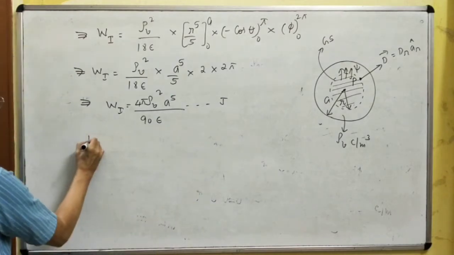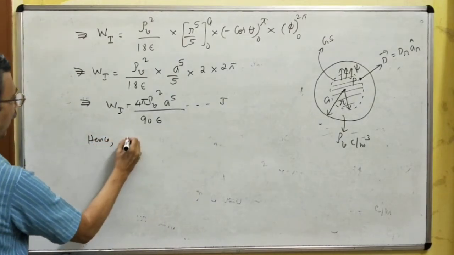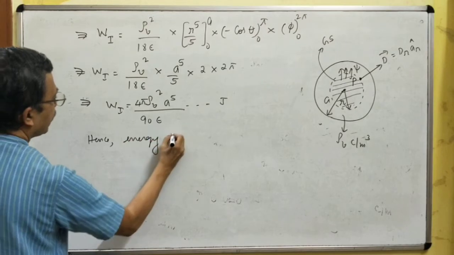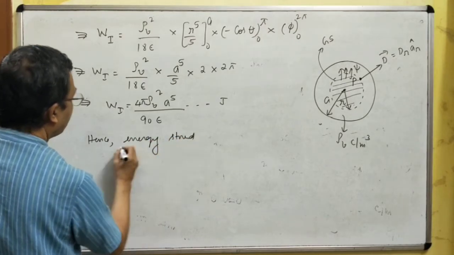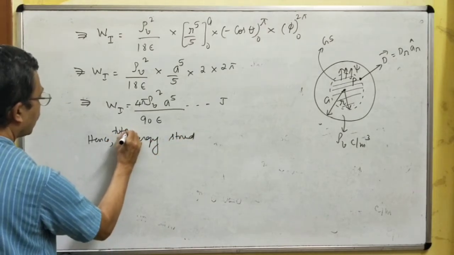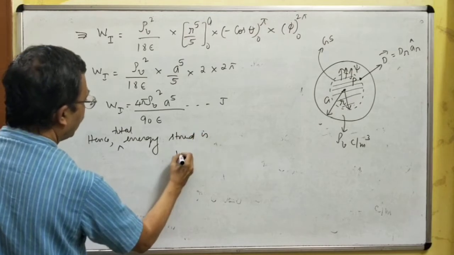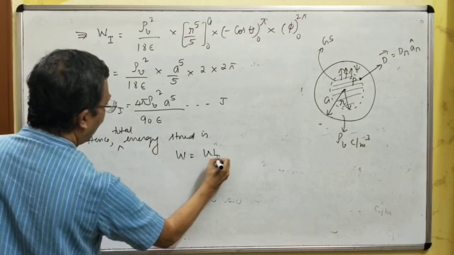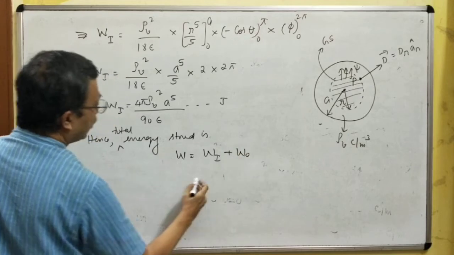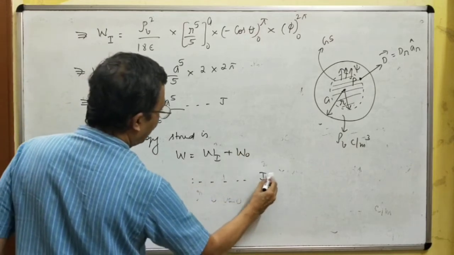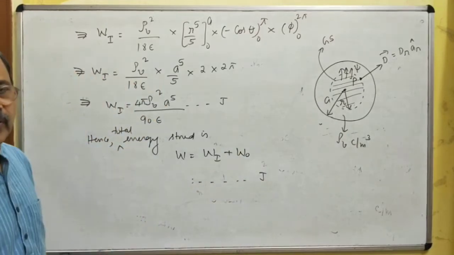Hence, energy stored, hence total energy stored is W is equal to Wi plus W naught. We substitute the expressions for Wi and W naught and keep the answer. Thank you.